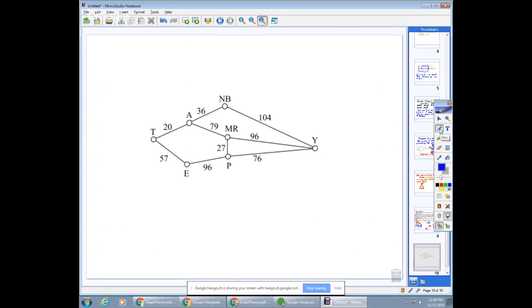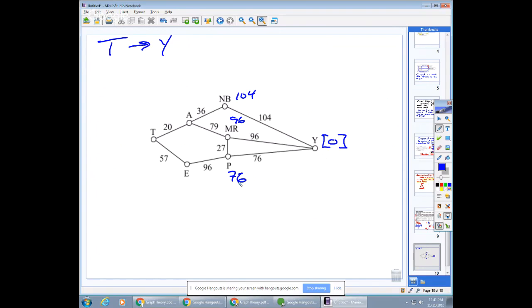There we go. Tacoma to Yakima. So Dijkstra's algorithm says go to the end vertex and mark it as a 0. And then it says start calculating how to get out from that vertex. So I could go over here to NB, that's a 103. I could go over here to MR, that's a 96. Or I could go over here to P, that's a 76.